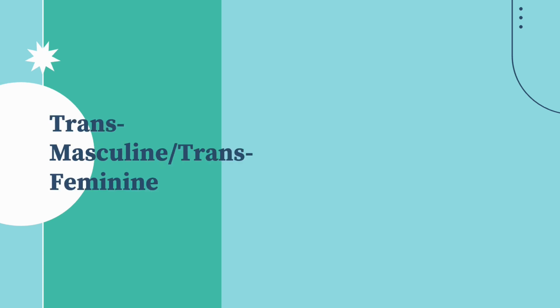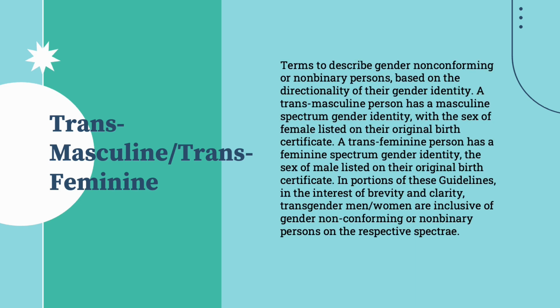And next we have transmasculine or transfeminine. And these are terms to describe gender nonconforming or non-binary persons based on the directionality of their gender identity. So a transmasculine person has a masculine spectrum gender identity with the sex of female listed on their original birth certificate, whereas a transfeminine person has a feminine spectrum gender identity, the sex of male listed on their original birth certificate. So, in portions of these guidelines, in the interest of both brevity and clarity, transgender men or women are inclusive of gender nonconforming or non-binary persons on their respective spectra.